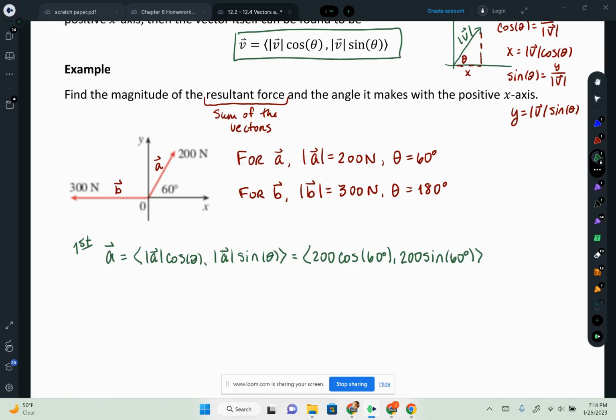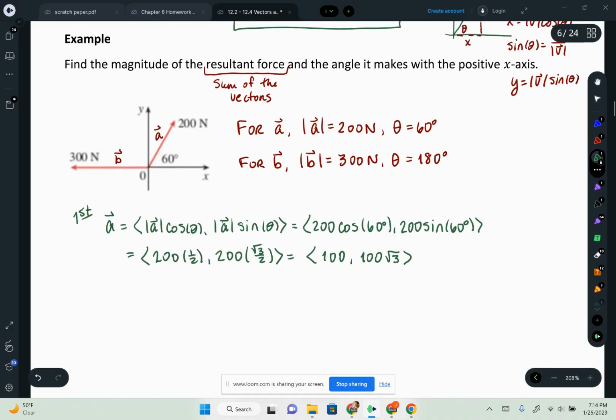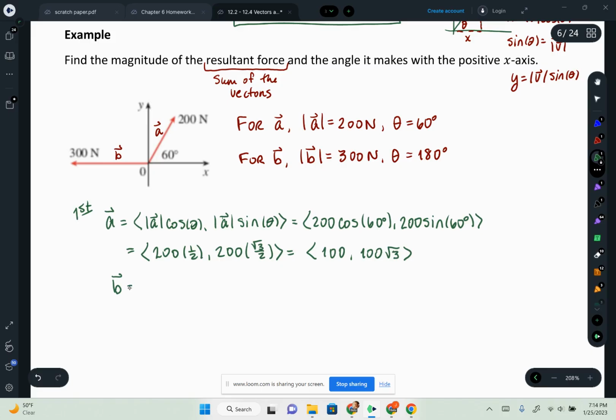Cosine of 60 is 1/2. So we have 200 times 1/2. And sine of 60 is √3 over 2. And then we just simplify that one more step. This is going to give us the components of 100 and then 100√3. That's A. For B, we're going to use its magnitude, which is 300, and then cosine of the angle, which is 180 degrees, and then 300 sine of 180 degrees.